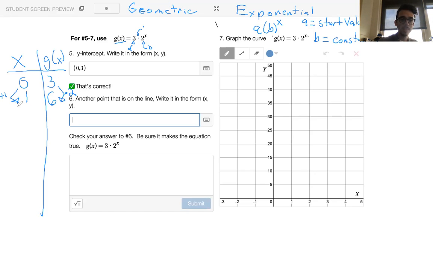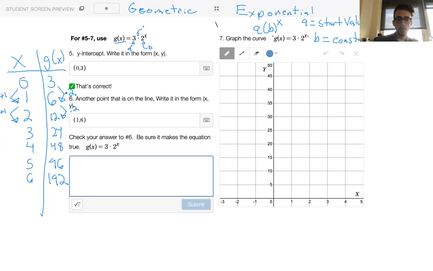If I keep this momentum going, keep adding 1, x is 2. 6 times 2 is 12. And I could dance all day. 3, 4, 5, 6. I'll keep that going. 24, 48, 96, 192. Cool. So we got a plethora of points that you could pick from. I'll just keep it simple though, and I'll say 1, 6.